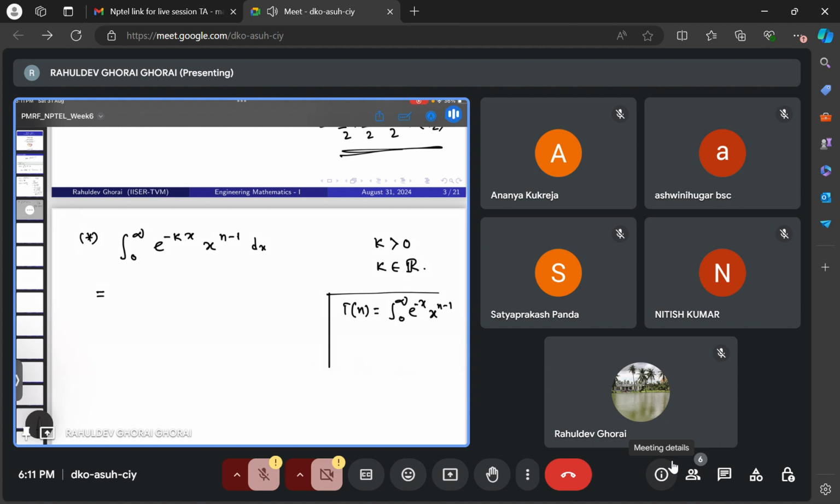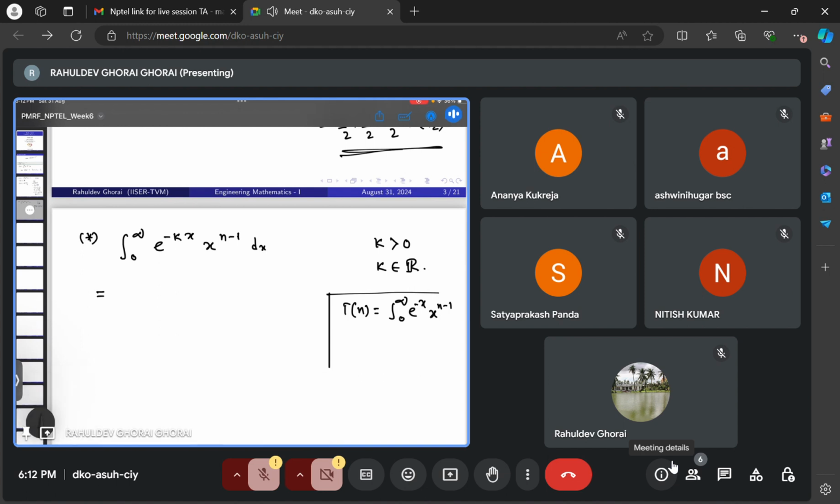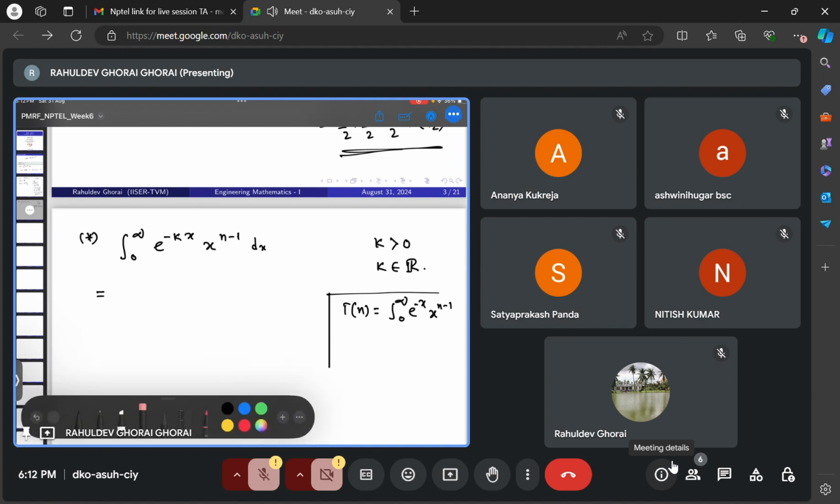So in these cases, what we will usually do is try to transform the equation to the gamma function. Okay, like we change it in such a way that it will be some kind of gamma function. So let's see how we can do that.